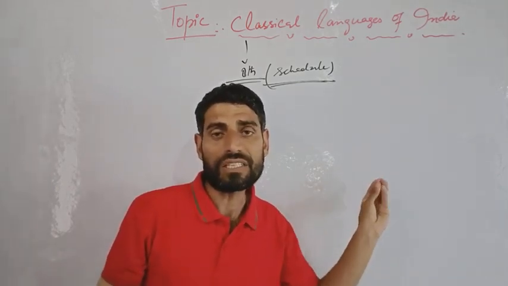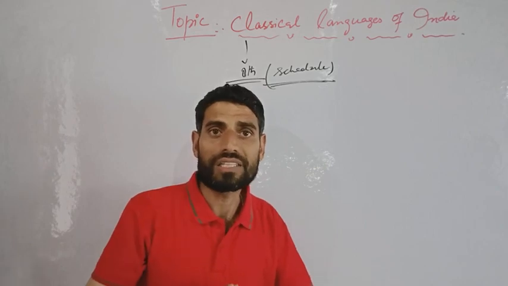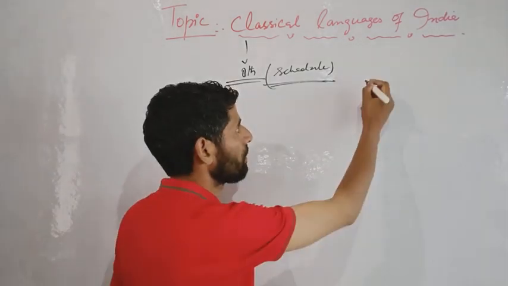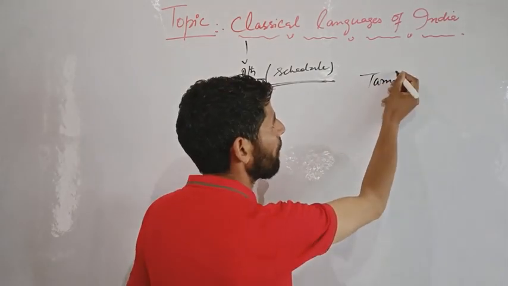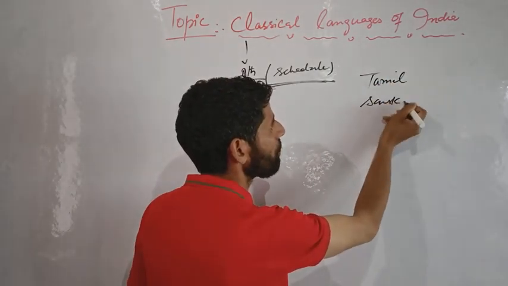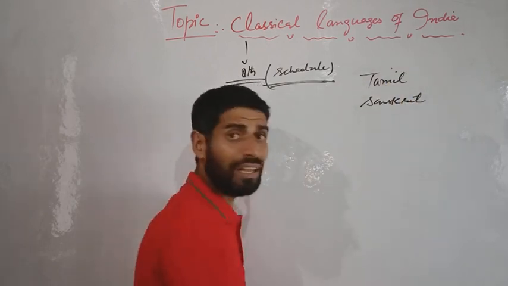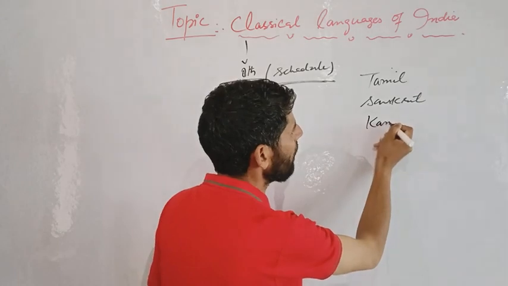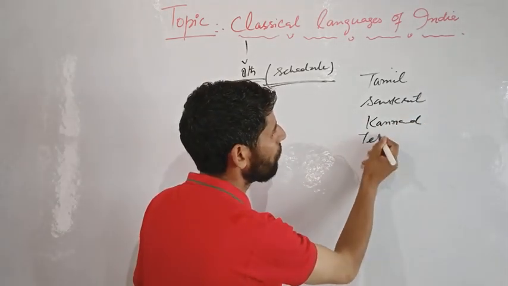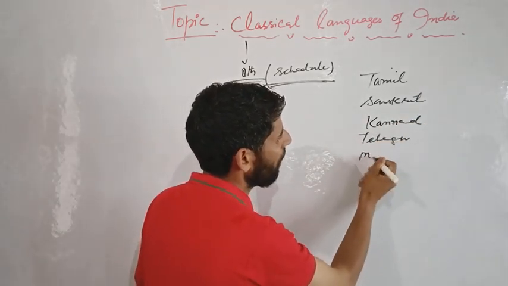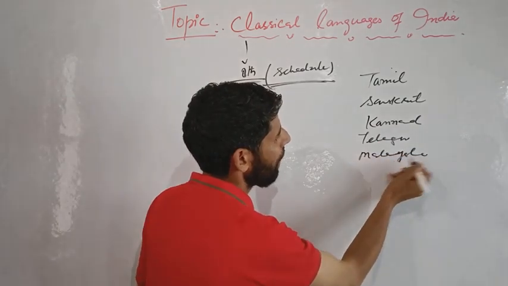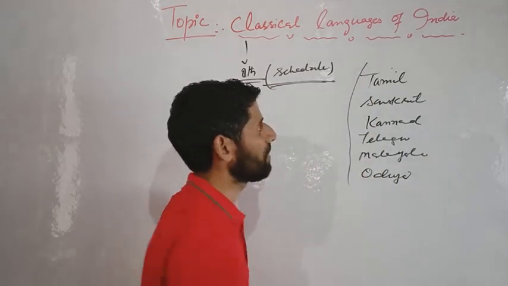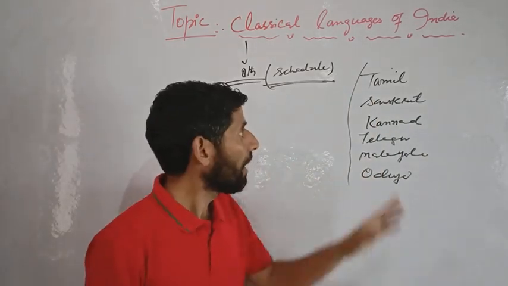The six languages that enjoy classical status in India are, first, Tamil, Sanskrit, Kannada, Telugu, Malayalam, and Odia. So we see that these are the 6 classical languages of India.